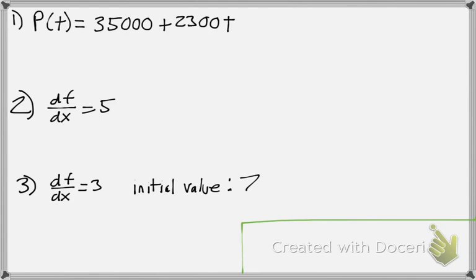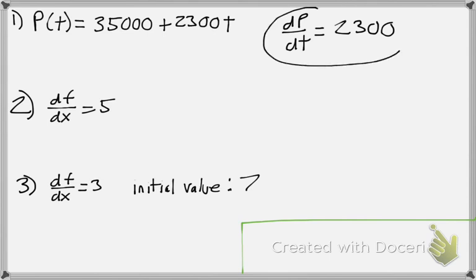So the equation of change, again, if you look at the box, is df over dx, but in this case they're not using f and x, they're using p and t. So my equation of change is going to be dp over dt is equal to, and I want to express the slope because the slope is your rate of change. So 2300. And it's not 2300x or 2300t, it's just 2300 because that's the rate of change.